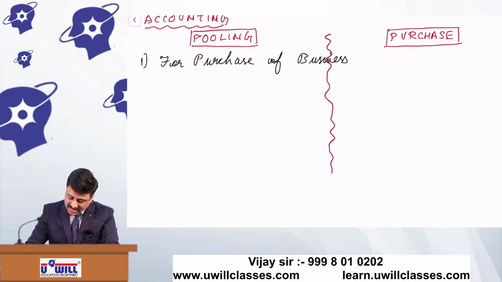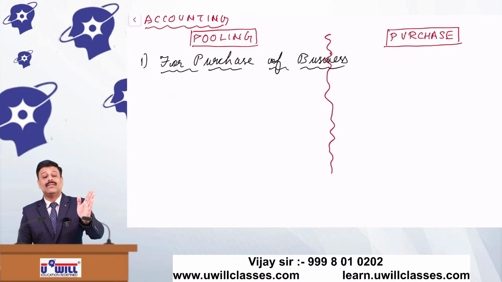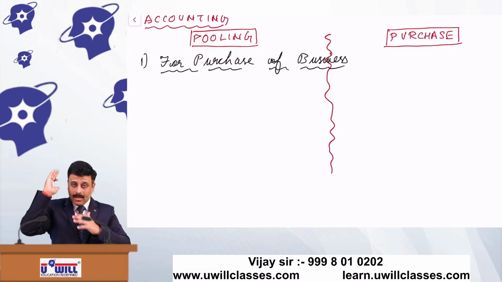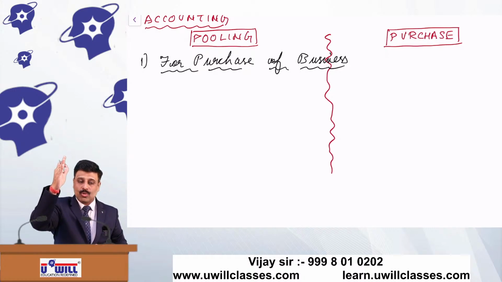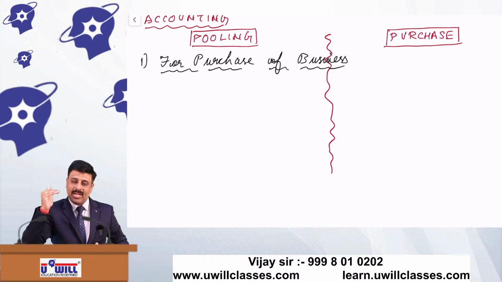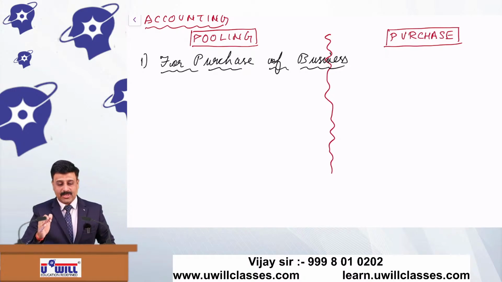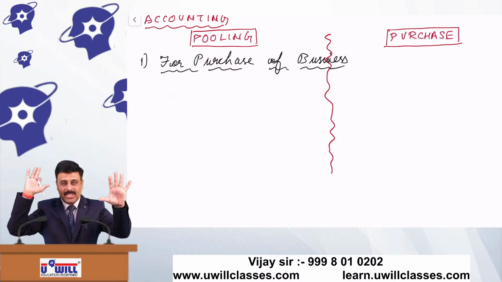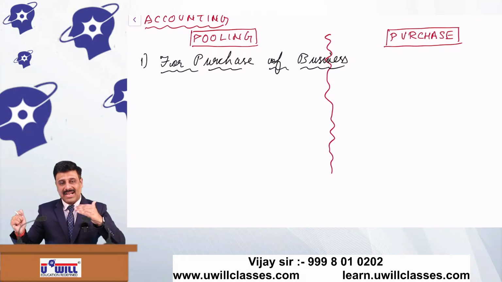In comparison form, we will see what entries should be passed in pooling of interest method and if it is purchase method. So first you will identify in the question, is it merger or purchase? All assets and liabilities taken over at book value and equity shareholders given only equity shares. All conditions satisfied, merger. Merger means pooling of interest method. Any one condition not satisfied, purchase means purchase method of accounting. So first you'll identify in the question, is it merger or purchase? And based on that, you'll pass the journal entries.